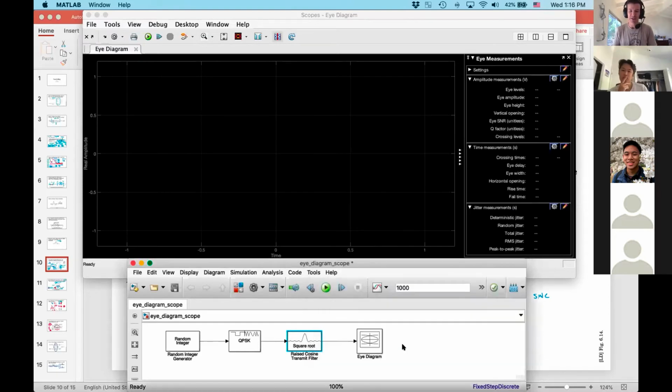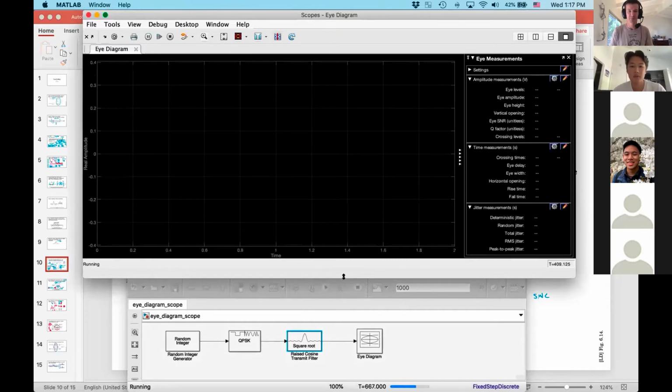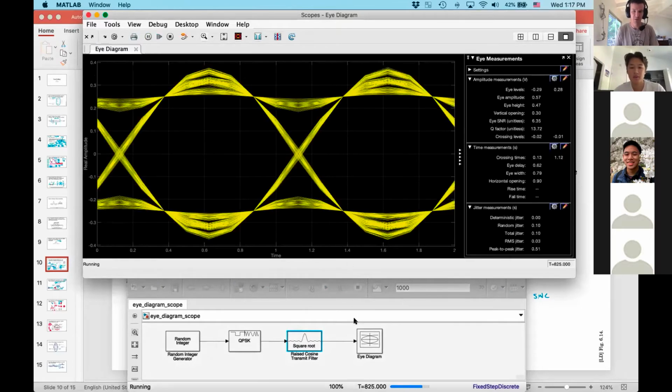And the reason I'm doing that is because the eye diagram is at its heart a time domain measurement, right? It literally is time in the horizontal axis here. So let's go ahead and run that for 1,000 bits. So this would be 500 symbols. Wait for it. There we go. Okay, so this is 2 eyes worth of data.